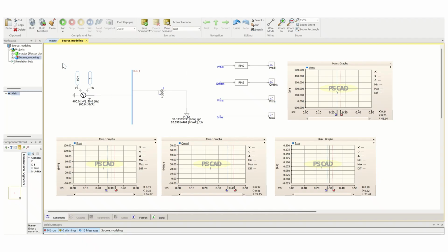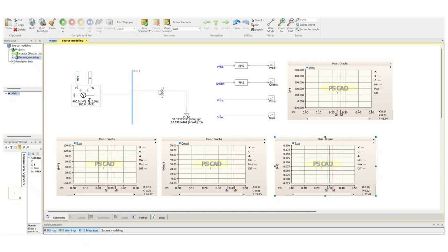The source is already modeled, and the load is already modeled. Using this multimeter we are measuring real power, reactive power, Vrms for this grid bus, the 400 kV bus, and RMS current. So these are the parameters we are measuring here. This is the voltage curve, real power curve, reactive power curve, and RMS current curve.